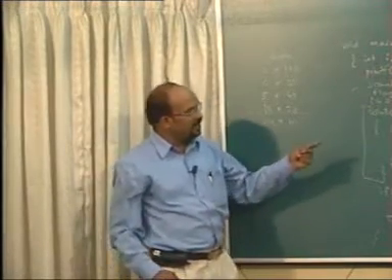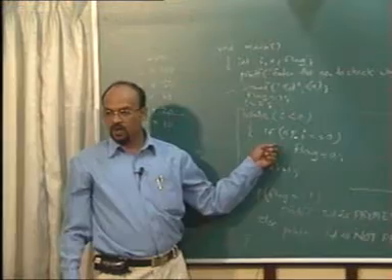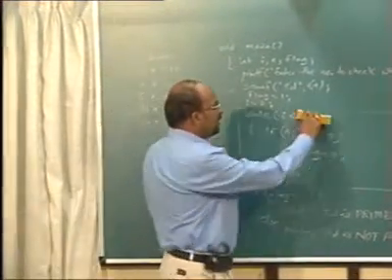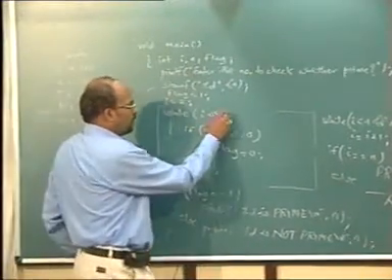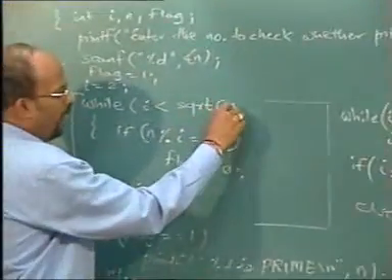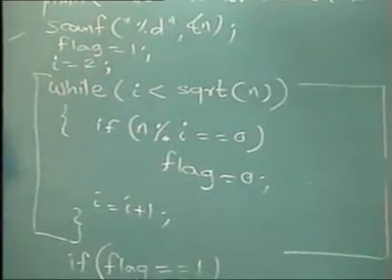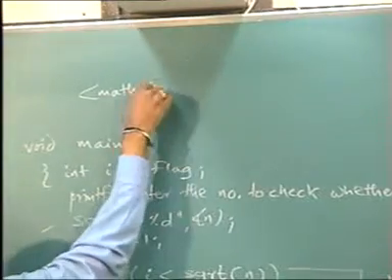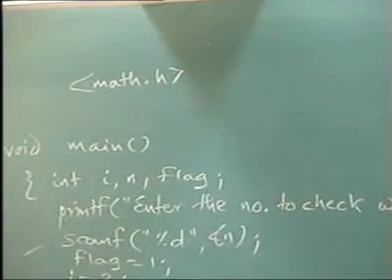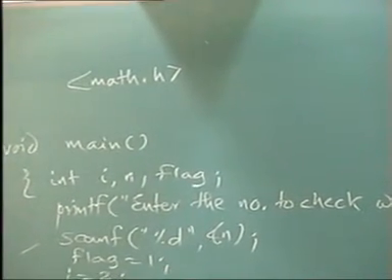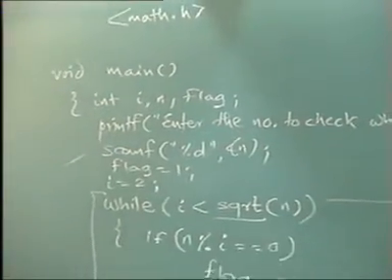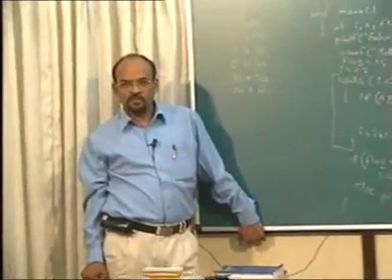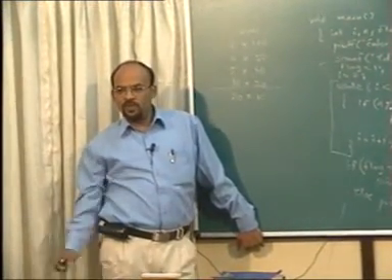And that's why I said that this is not effective. You are going up to the number. Instead of that, you should have written it as a correction, i less than sqrt of n. And this sqrt is a library function available from math.h. You will have to include math.h. Then it will be effective. So one should go up to the square root.